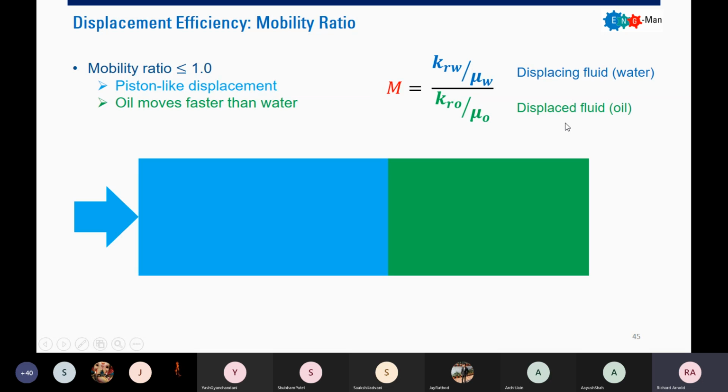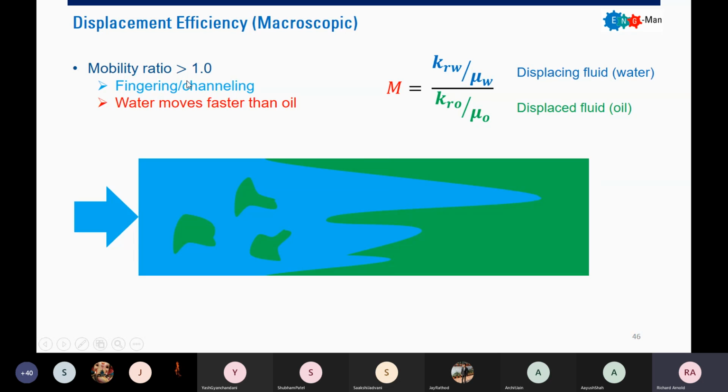Okay, so if you have mobility ratio below 1, it is good thing. You will have piston-like displacement. Your oil moves faster than water. But if you have mobility ratio higher than 1, you will have like this one. Okay, you will suffer in displacement efficiency. You will have fingering and channeling where water moves faster than your oil. And of course, it will make a lot of bypassed oil zones.